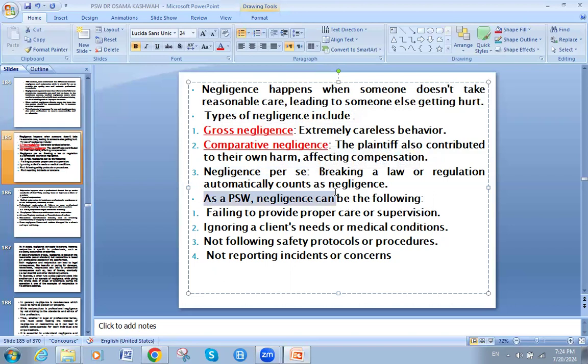As a PSW, negligence can be the following: first, failing to provide proper care or supervision. Second, ignoring clients' needs. Third, not following safety protocols or procedures. Four, not reporting incidents or concerns. Like we said before, when something happens, you have to report it to your nurse or your supervisor directly. If you find any change in the patient, or any problems with the patient, you have to quickly inform your supervisor about it.